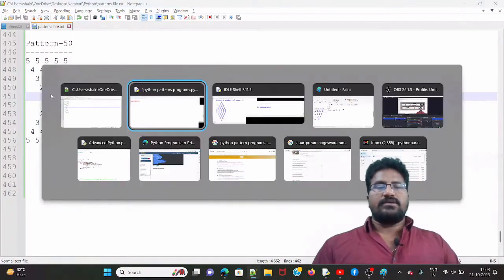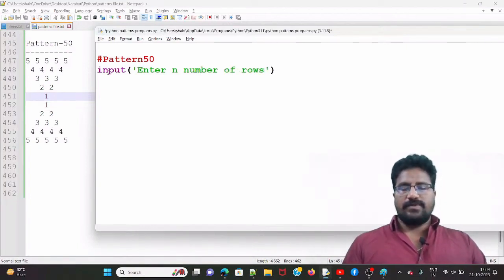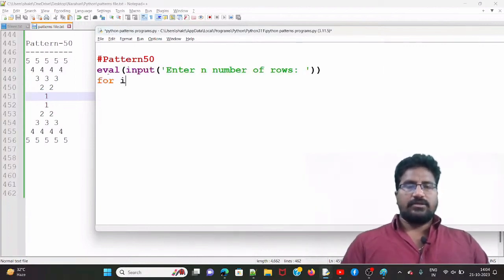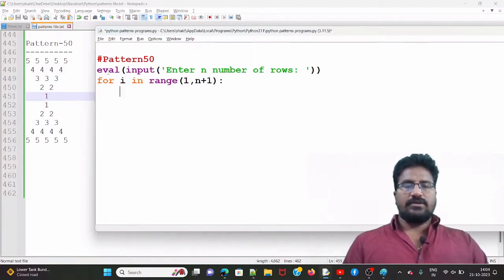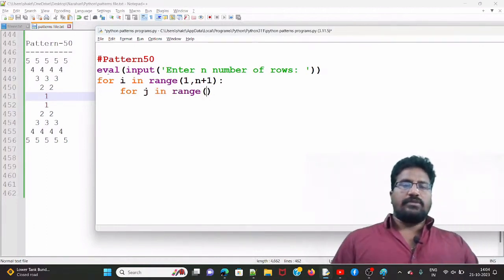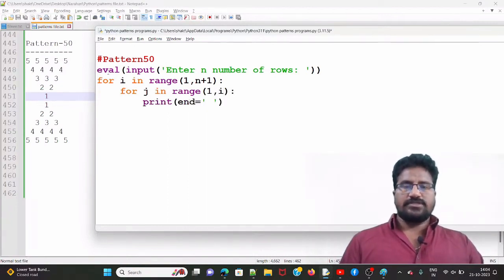When I value 5, J 4 times, K 1 time. Okay, same. Let us try this one. So input: enter n, number of rows. Then range of, let's take here 1 to n plus 1. Then for j in range of, so j how many times? First 0 times, next 1 time, 2 times, 3 times, right? Like I minus 1. I'll take here print of just a single space.